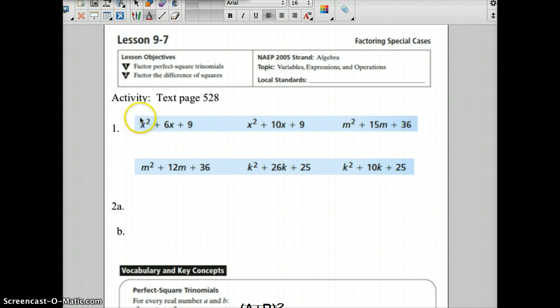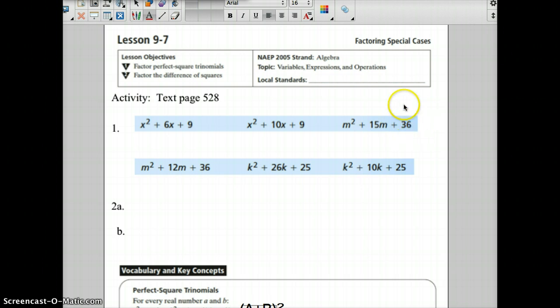We saw a perfect square in the first term and in the last term. Hopefully the square root of that last term times 2 gives us our middle term. If it does, we know we've got a perfect square, as in this case here. Let's check the second one. Perfect square here, perfect square here, but the square root of 9 is 3, and 3 times 2 is not 10, it is 6.